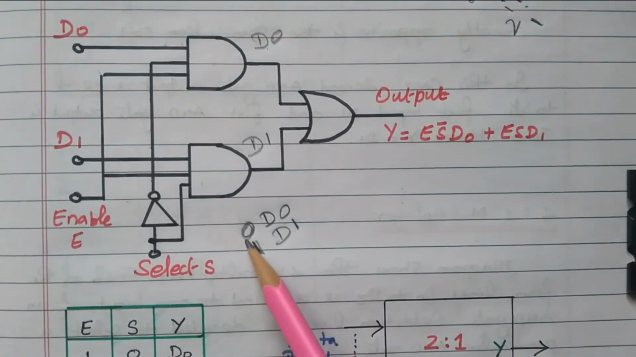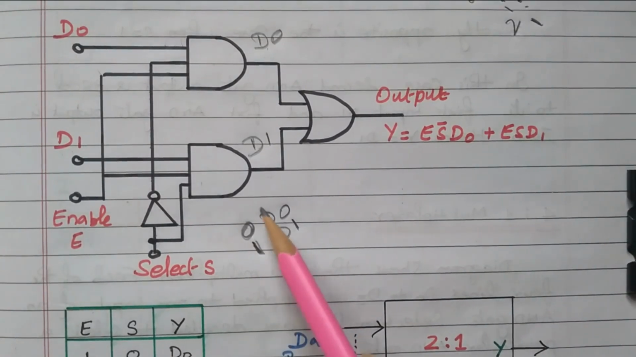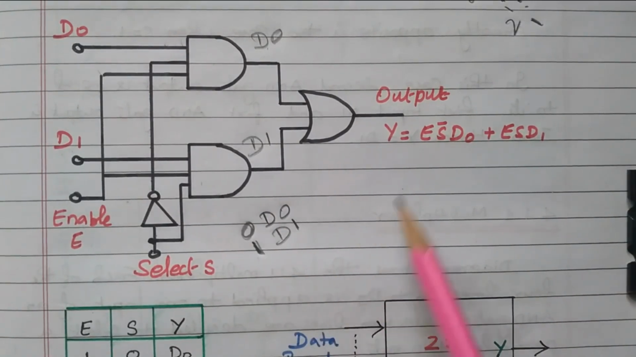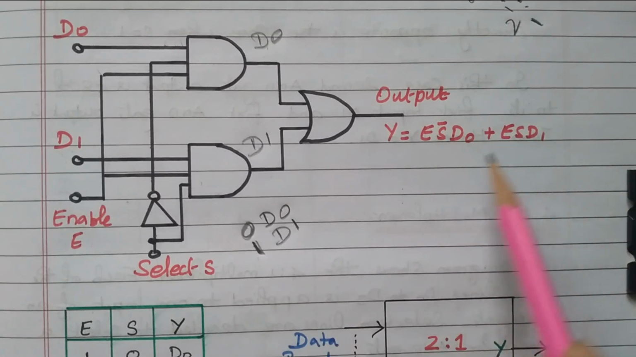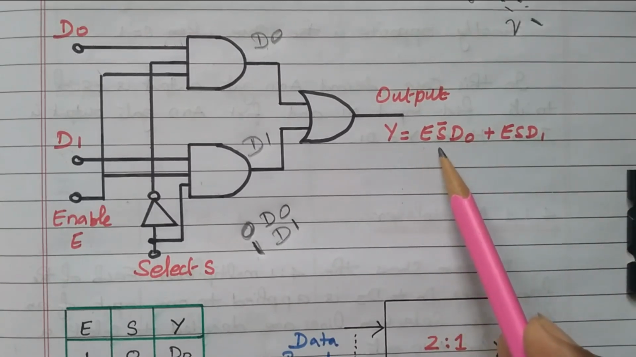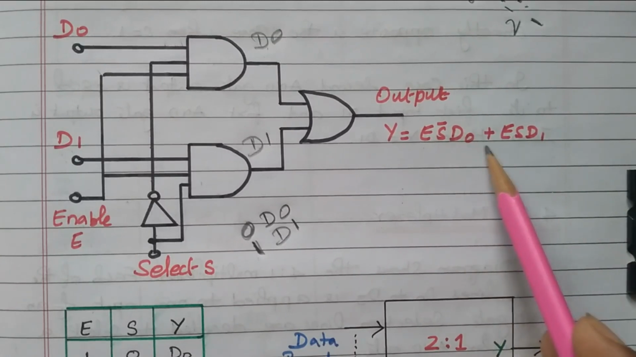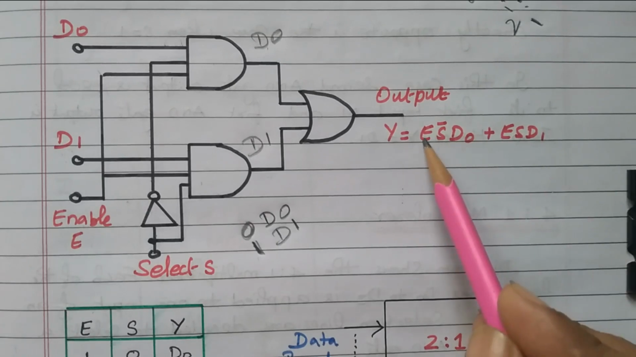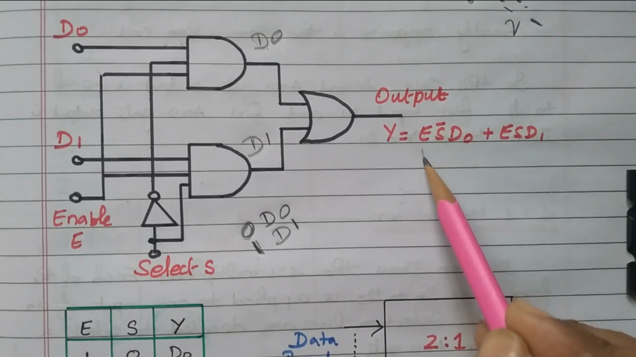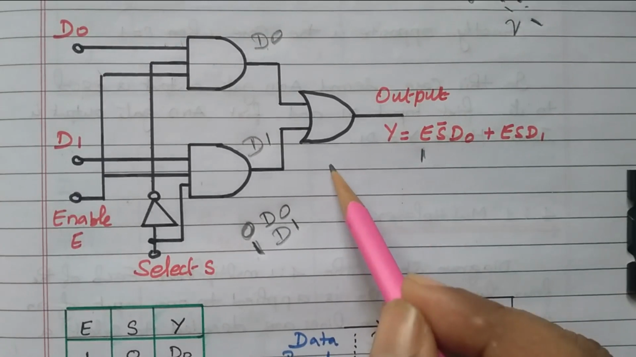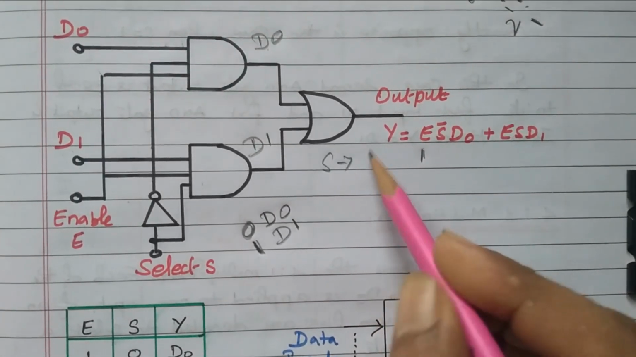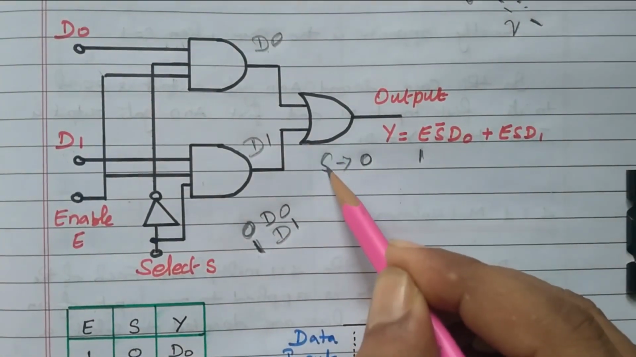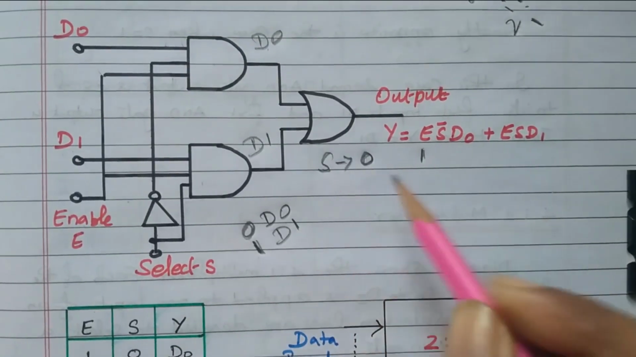right? So with selection line 0, this multiplexer will produce D0 as the output. With selection line 1, it will produce D1 as the output, right? So that expression is given, Y equals E S bar D0 plus E S D1, right? We'll see this expression. What is the enable value? Enable value is always 1. Suppose the selection line is 0, we'll see what will happen if the selection line is 0, right?